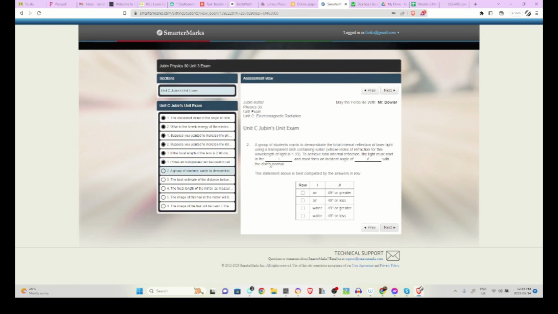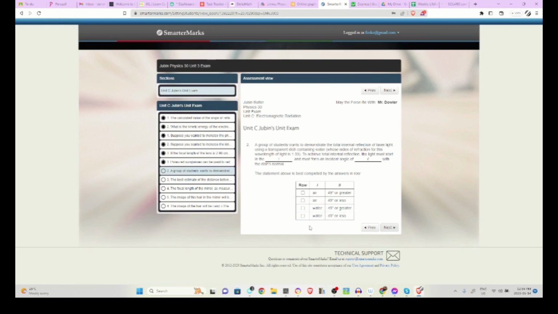Number 2. A group of students wants to demonstrate the total internal reflection of laser light using a transparent dish containing water whose index of refraction for this wavelength of light is 1.33. To achieve total internal reflection, the light must start in one of the materials and must form an incident angle of blank with the dish's normal. So for total internal reflection, you have to be going from the higher index of refraction to the lower. So you have to be going from water into air.